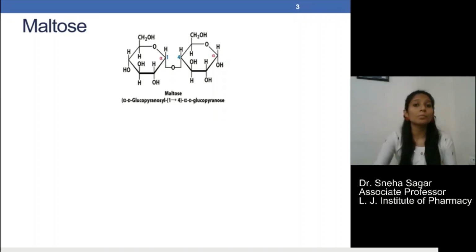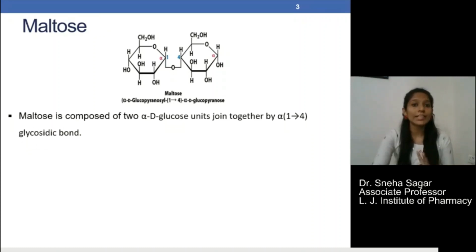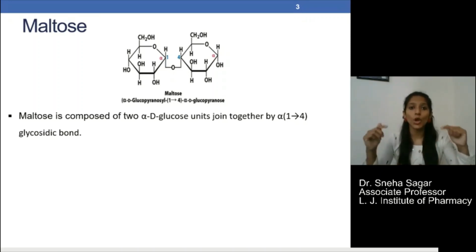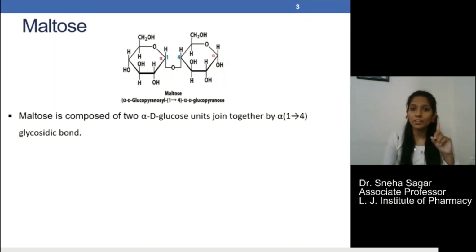Maltose. Maltose is composed of two alpha D glucose units. They are held together by an alpha 1,4 glycosidic bond. So it means that two alpha D glucose units join together via glycosidic linkage, first carbon of one glucose and fourth carbon of the other glucose. They form the glycosidic bond, and the free aldehyde or keto group present on carbon number 1 of the second glucose answers the reducing reactions.